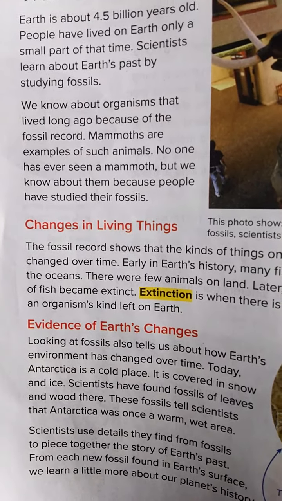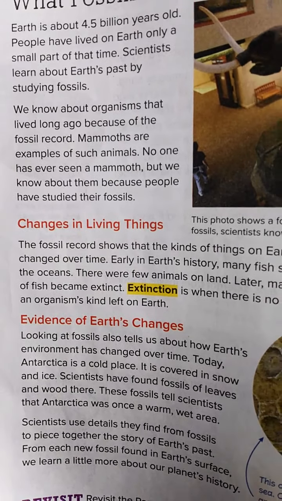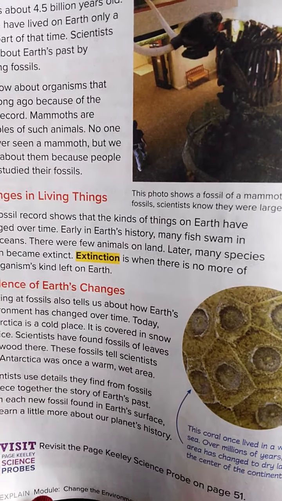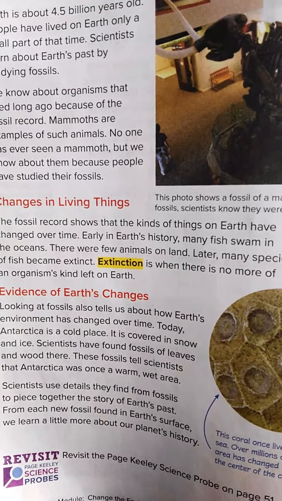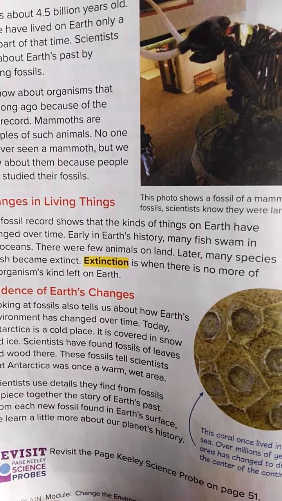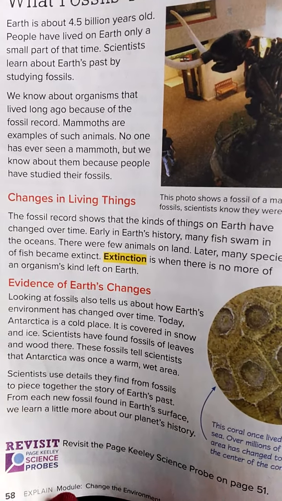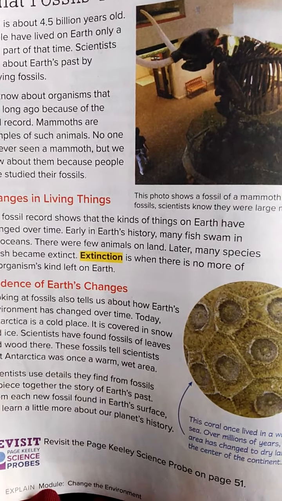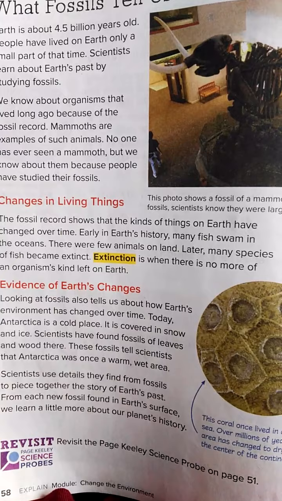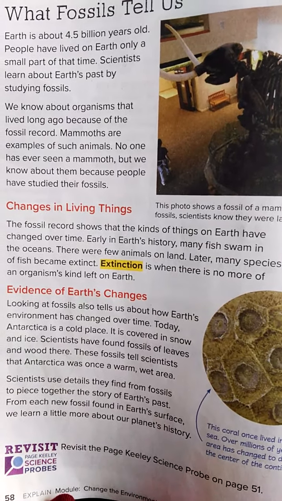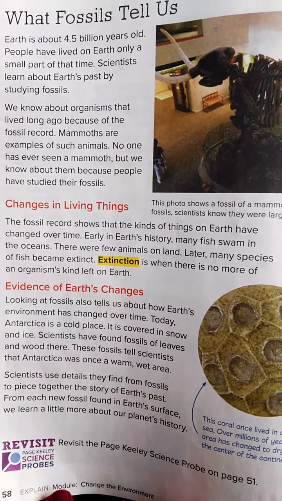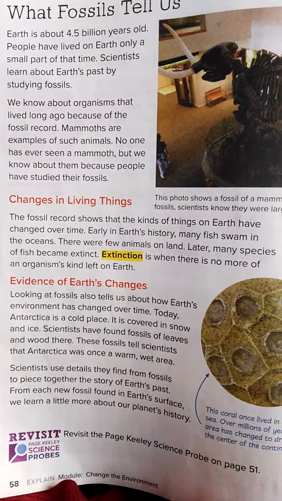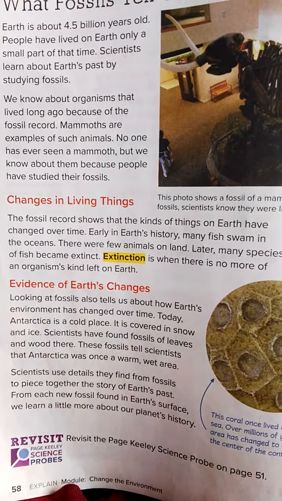Now, let's move to the other paragraph. Changes in living things. The fossil record shows that the kinds of things on Earth have changed over time. Early in Earth history, many fishes swam in the oceans. There were few animals that live on land. Later, many species of these fish became extinct, so we don't find them anymore. Extinction is when there is no more of an organism's kind left on Earth.